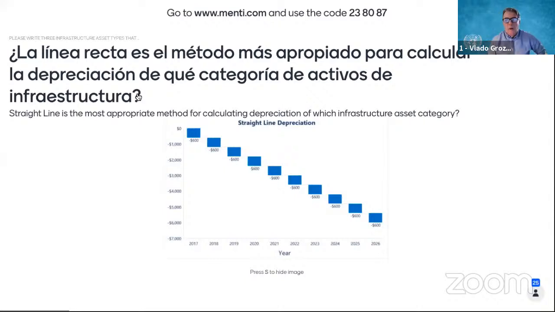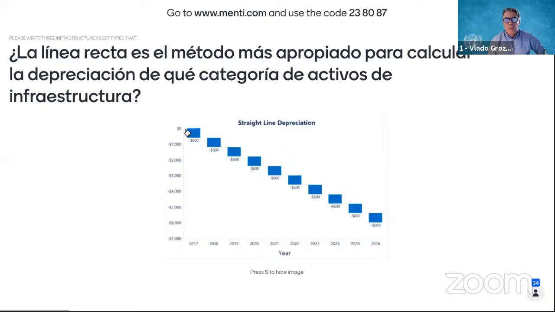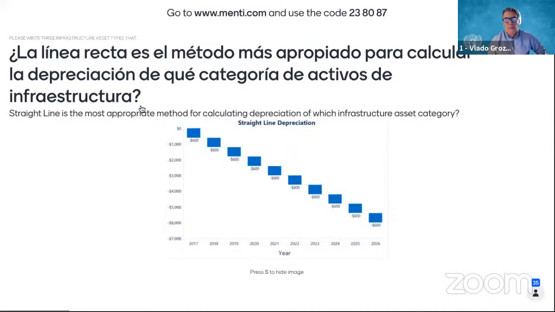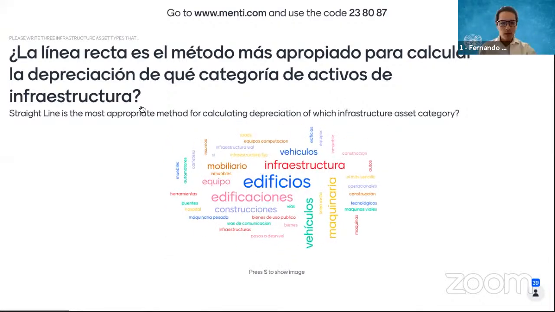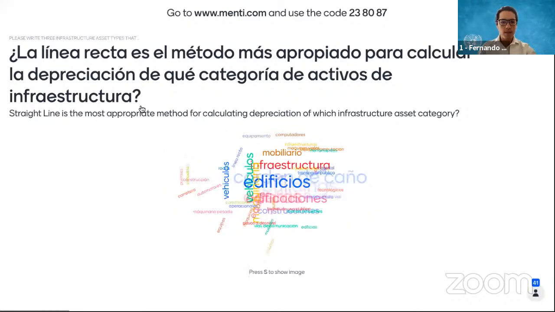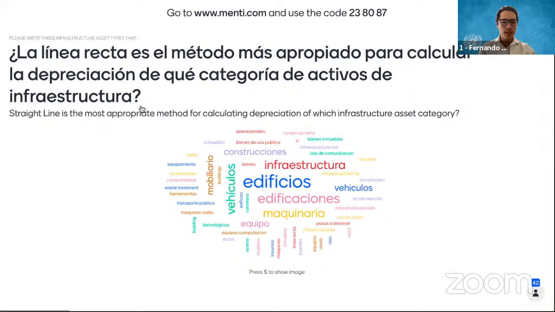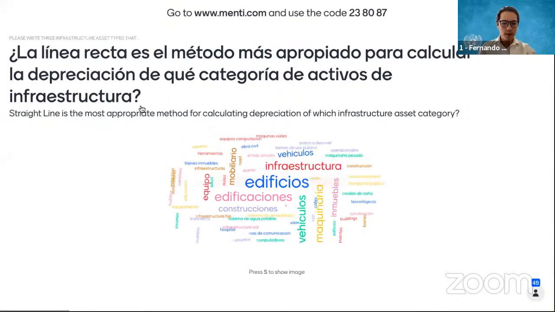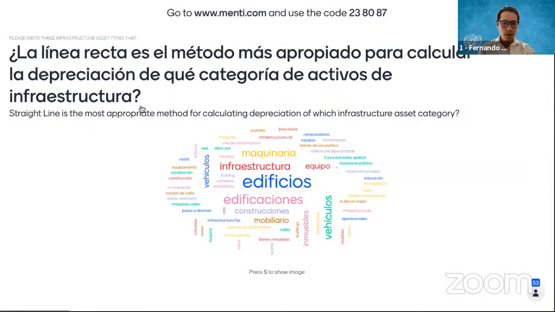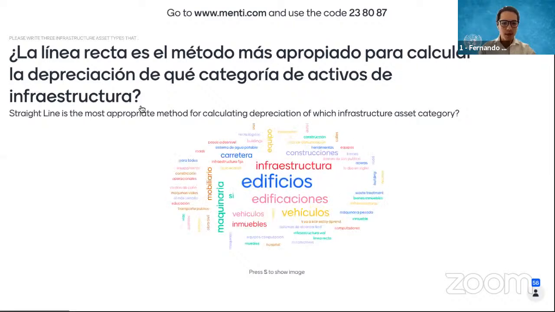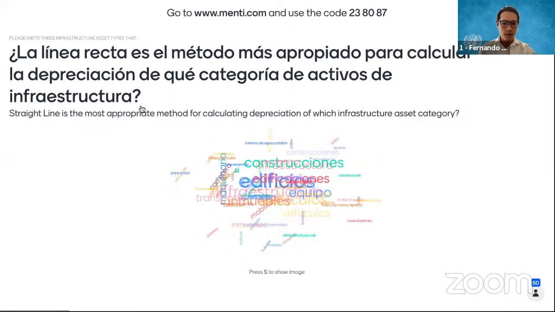You can switch off the picture by pressing S. And then the results will come probably. Here we come. Vemos algunas respuestas, Vladimir, like infrastructure, buildings, vehicles, constructions. So most common response, buildings, equipment, infrastructure, vehicles.